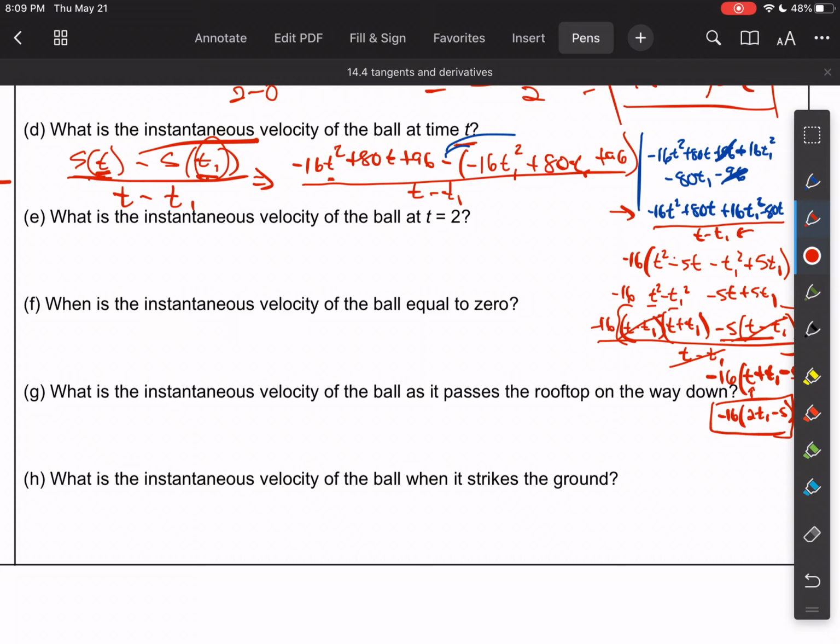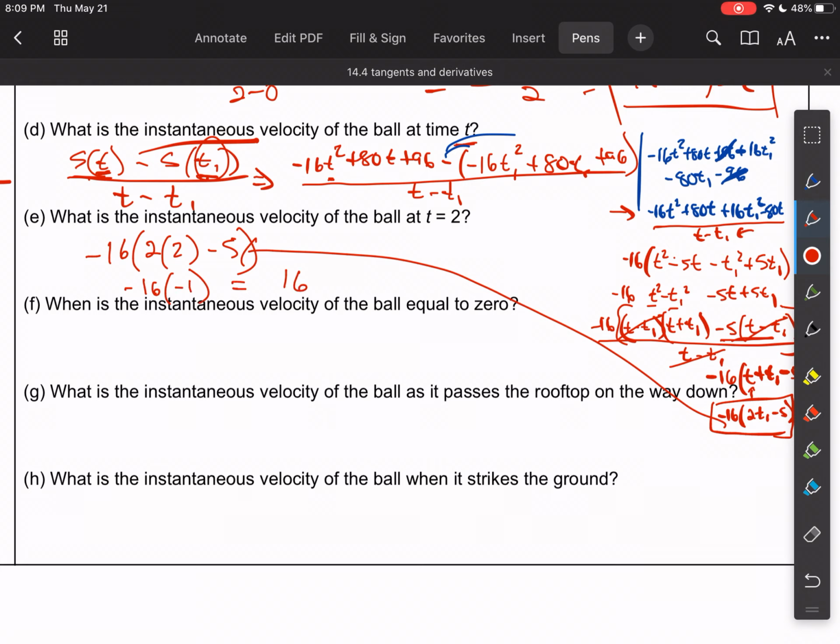Now, what they want us to do after that is use that for the next few questions. So it says, what is the instantaneous velocity of the ball at 2? Well, now I can just plug a 2 in for t1, right? So I'll do that. I have negative 16 times 2. So I'm just plugging this 2 into this formula for t1. Okay, so when I do that, I get negative 16 times 4 minus 5, which would just be negative 1, which is equal to 16 feet per second.